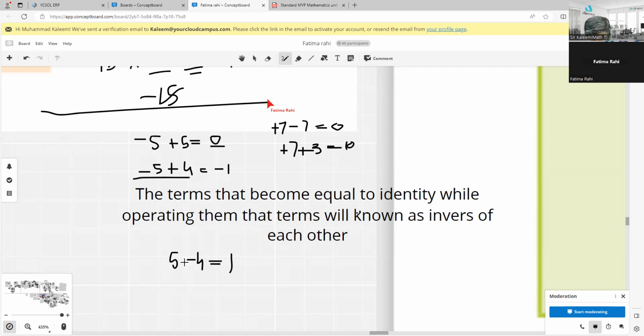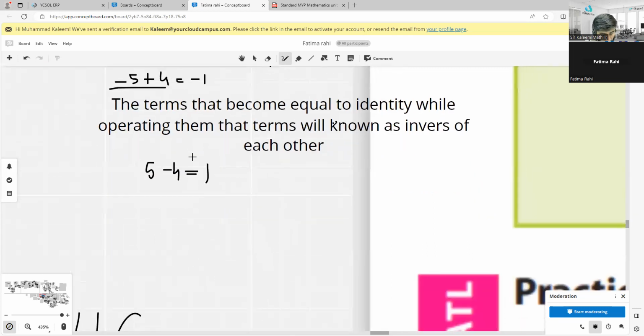Why? Because they didn't give the additive identity. Here we are operating addition, so we have to get the additive identity. One is not the additive identity. If they give 0, then we will say that these terms are inverses of each other. Fatma, did you understand?